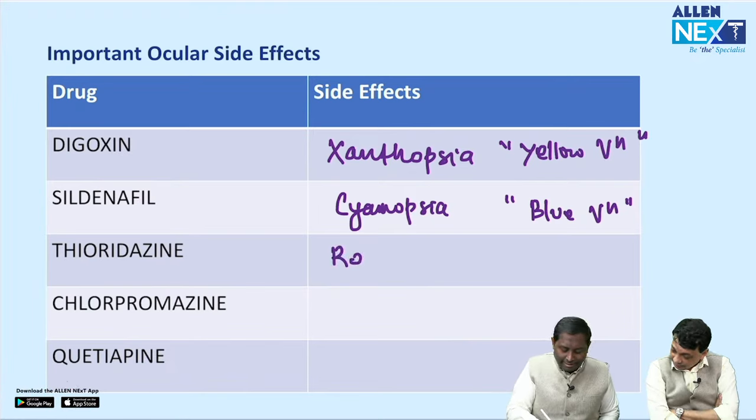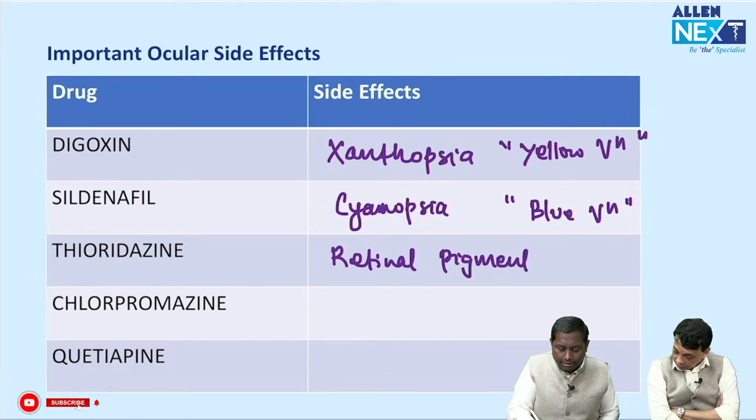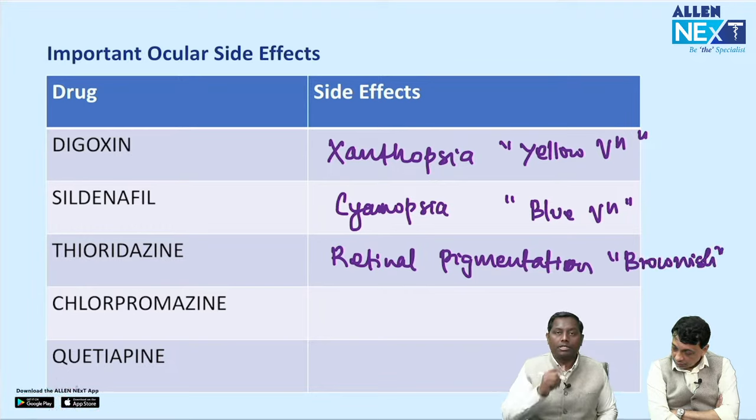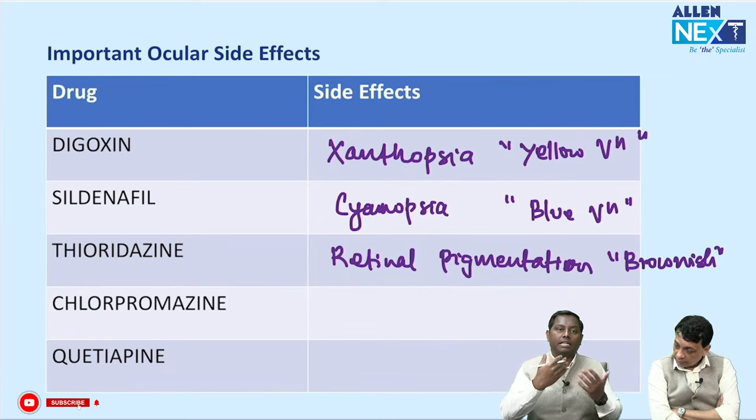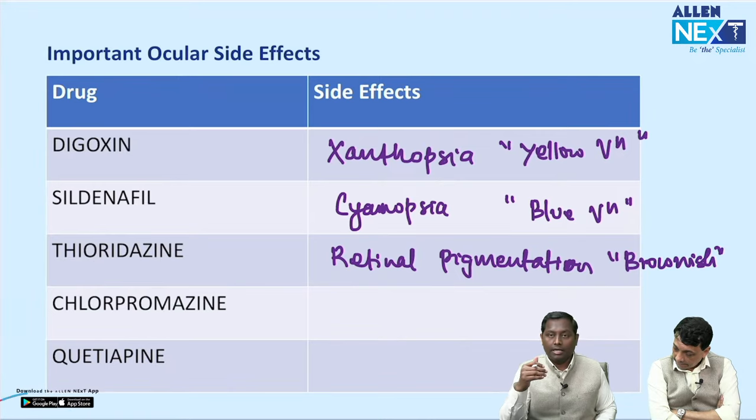Right. And the only antipsychotic drug that is causing retinal pigmentation is going to be your thioridazine. It causes brownish retinal pigmentation, and sometimes in the textbook they use the term browning of vision. What is browning of vision? Every time the drug reaches there, it will be leaving some of its pigment in the retina, and it will be causing brownish retinal pigmentation.